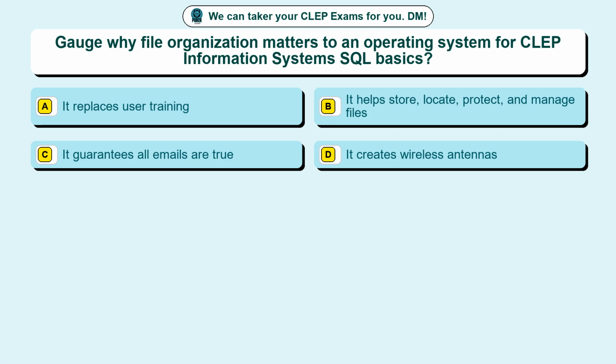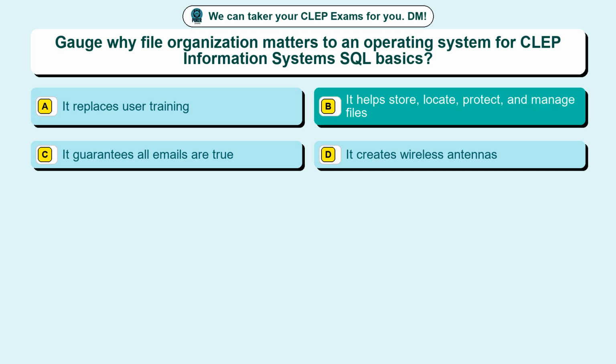Question 89. Gauge why file organization matters to an operating system for CLEP Information Systems SQL Basics. Option A. It replaces user training. Option B. It helps store, locate, protect, and manage files. Option C. It guarantees all emails are true. Option D. It creates wireless antennas. The correct answer is option B.